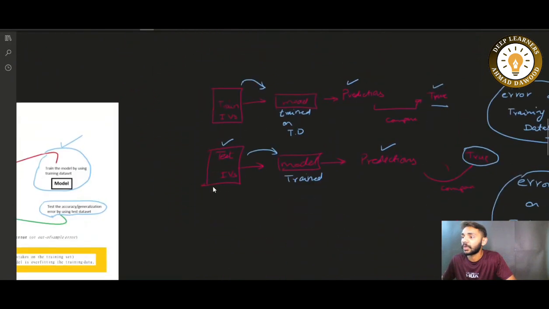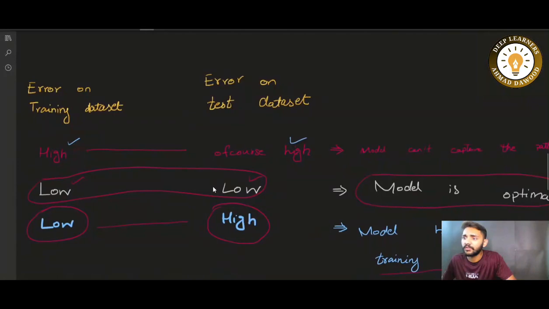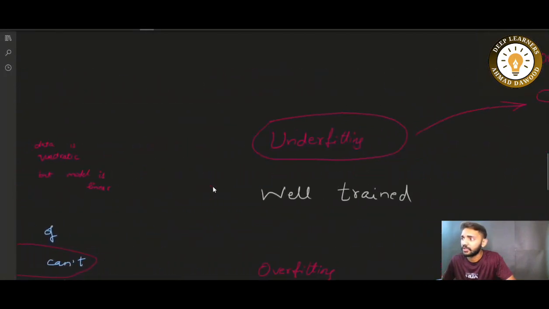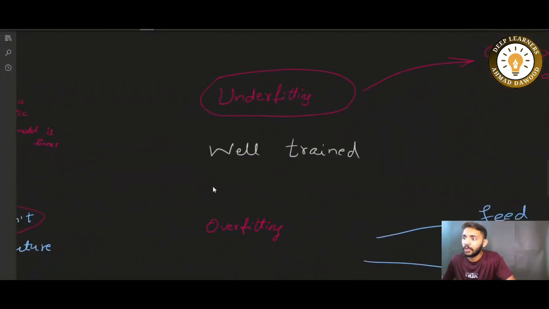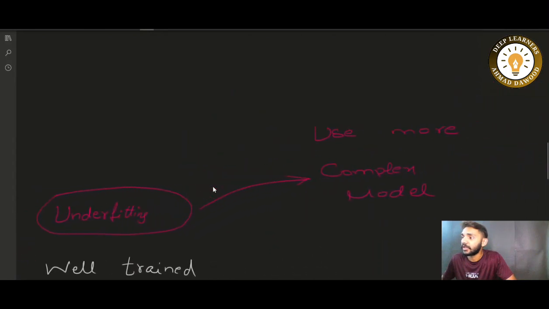Now, what if we have these types of problems? We have underfitting and overfitting. When trained well, we are good to go, with low training error and testing error. But when we have underfitting, what should we do?